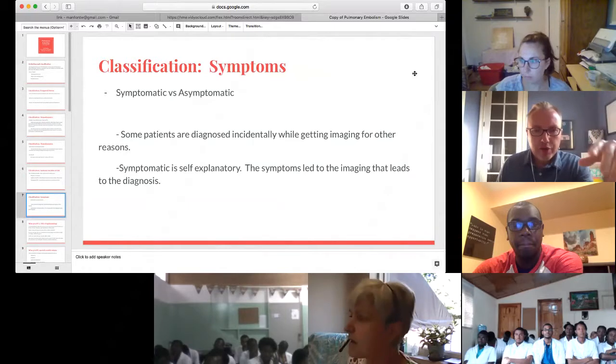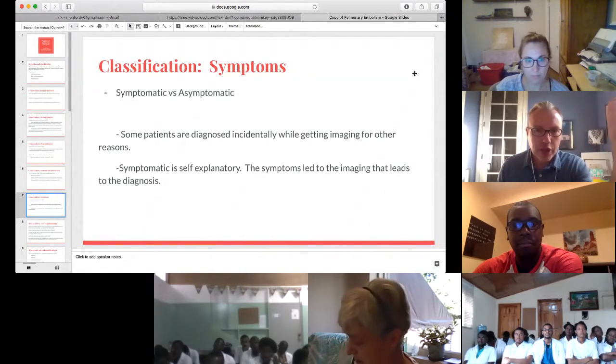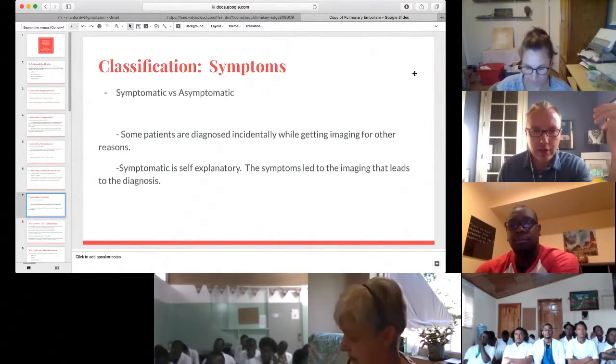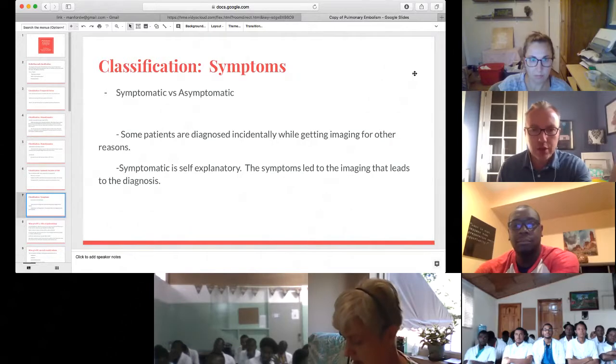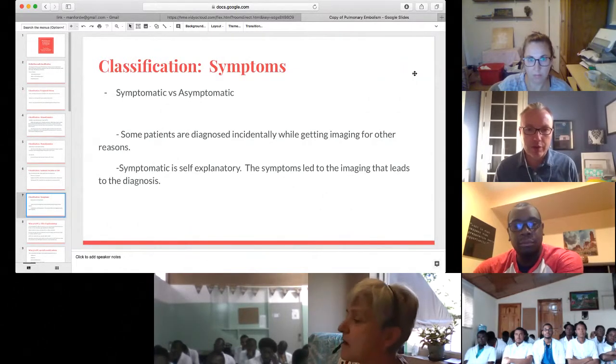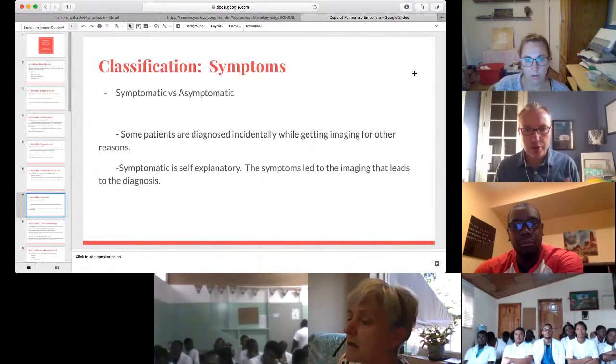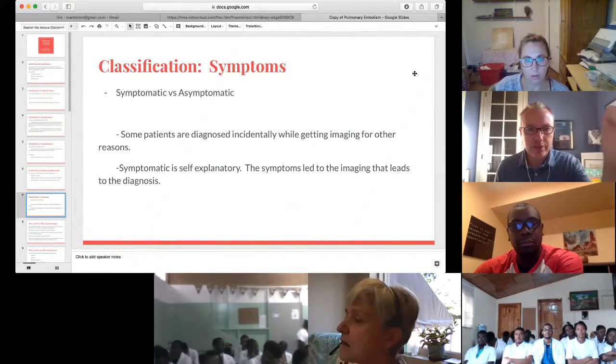So I'll go through this very quickly because it's fairly self-explanatory. And another classification is whether it's a symptomatic versus asymptomatic pulmonary emboli. Some patients can present with PEs and have very little to no symptoms whatsoever versus the very classic presentation of people having pleuritic chest pain, shortness of breath, and hypoxemia.